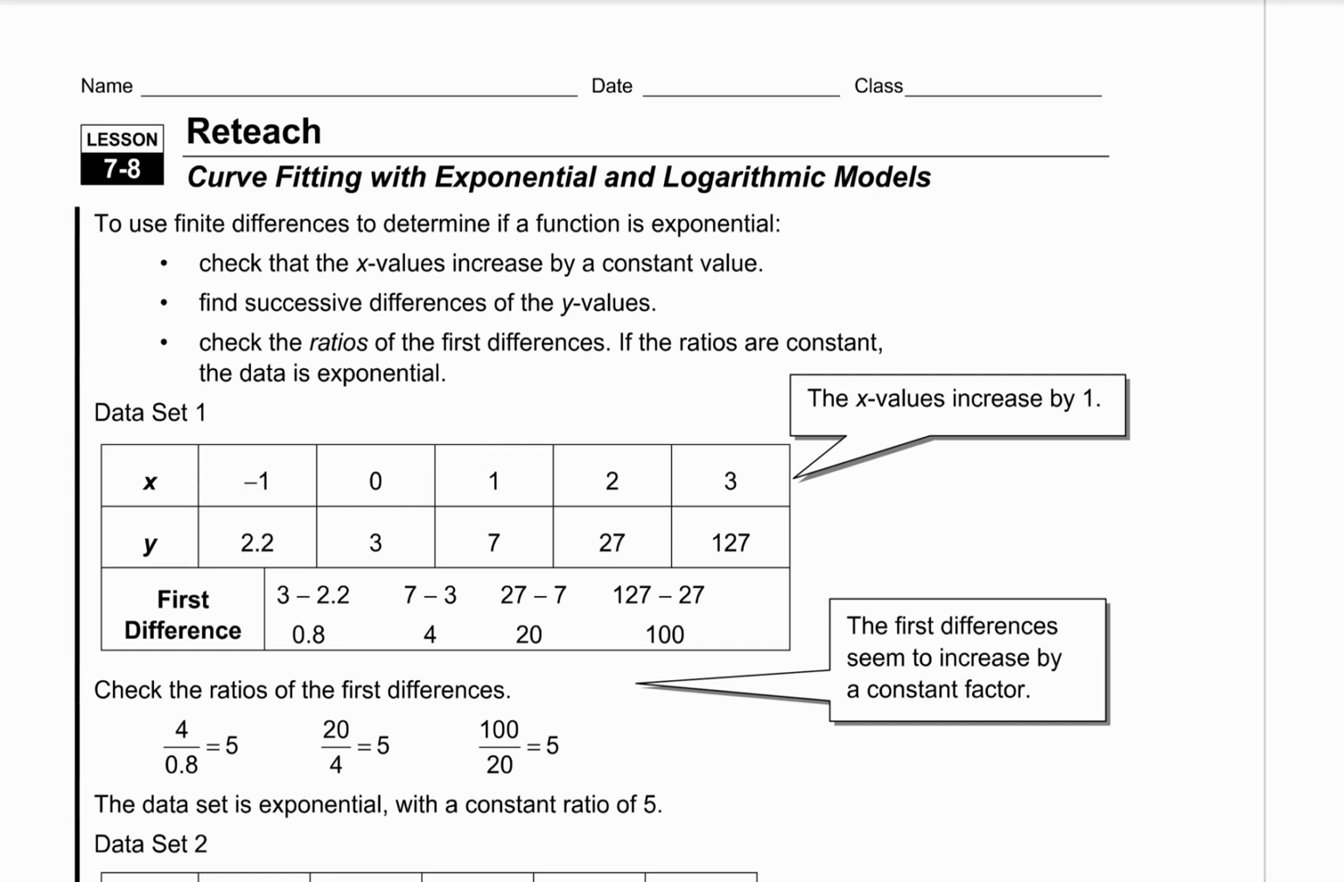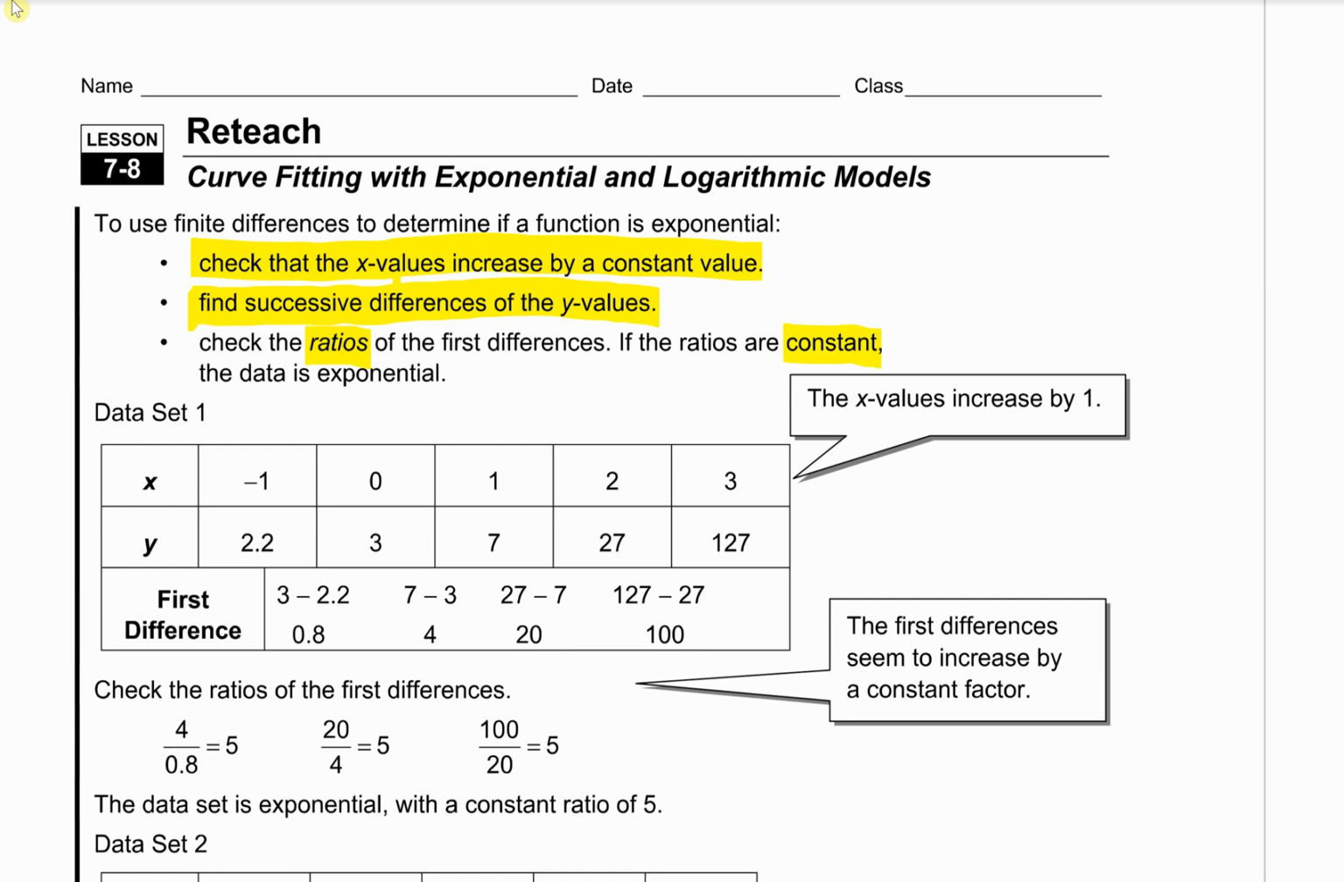So what I mean is this: you first have to check to see if you have a common difference. So you check your x values, make sure they're increasing at a constant rate. In this data set down here, the x's are all going up by 1, starting at -1. Then you're going to next find your differences. Hopefully you remember this. If your first differences are not the same, then we're going to check the ratios of those differences. And if those ratios are constant, then what we have is an exponential function.